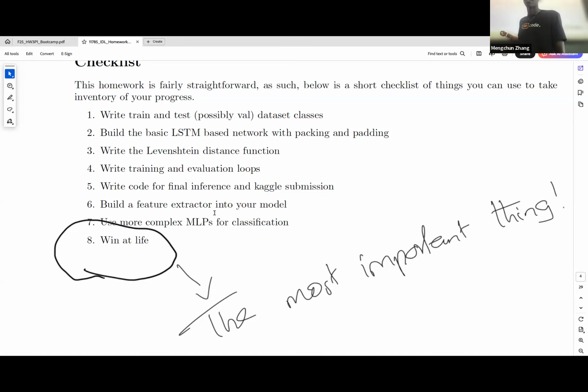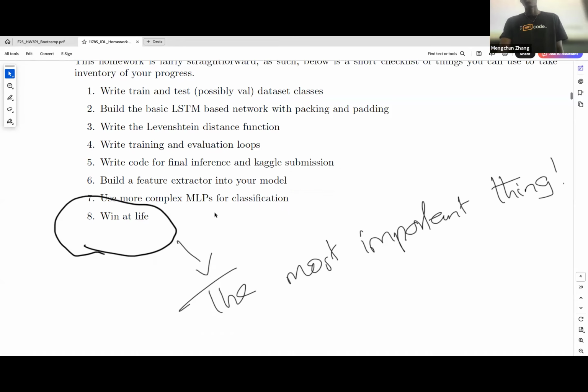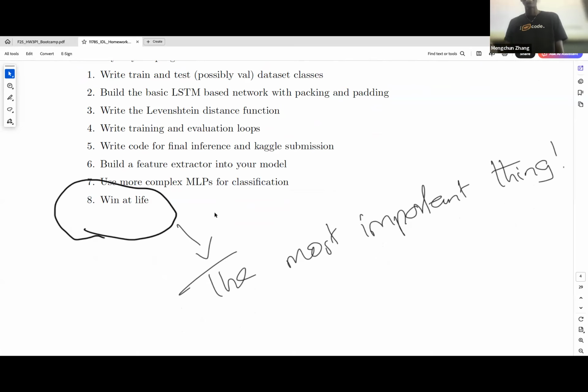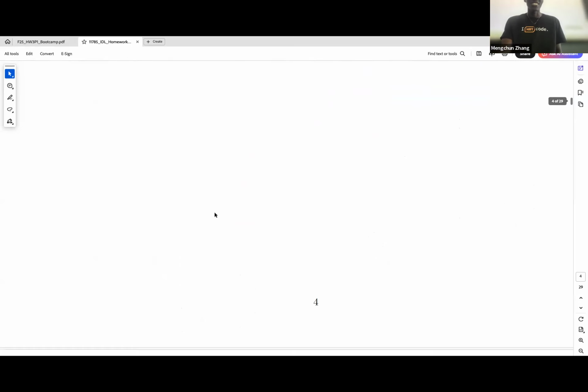And the most important thing, remember to win at life. So if you can't win in this particular homework, wherever you go, just ensure that you win.